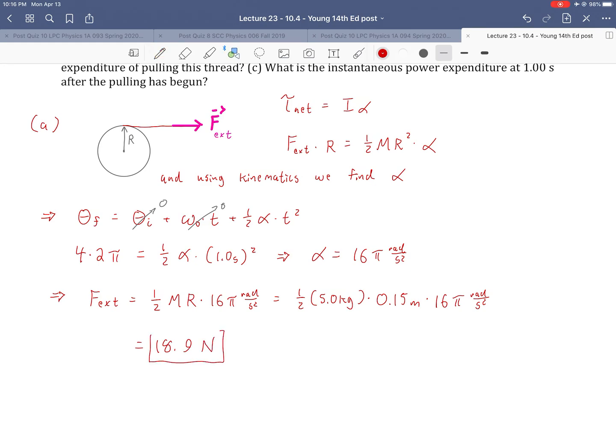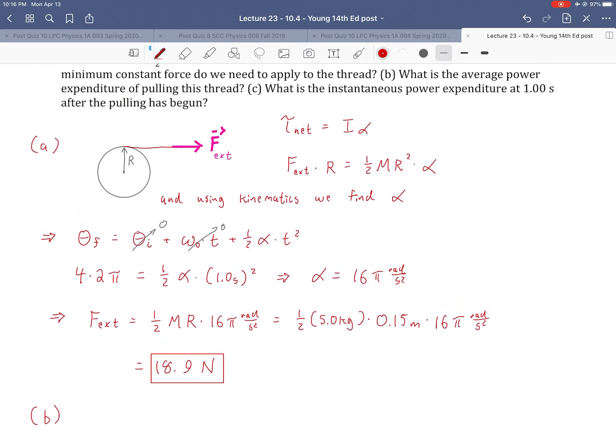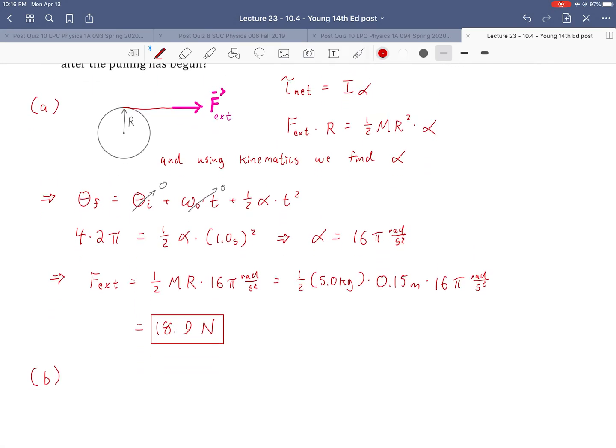All right, so that is our force. Anything about power? No. Okay, that was just strictly torque and practice with Newton's second law in rotational form type of problem. But that's just part A. So now let's get into part B, where we are asked a question about average power.